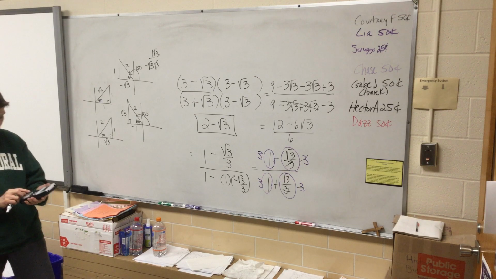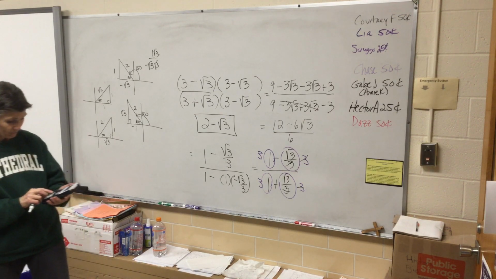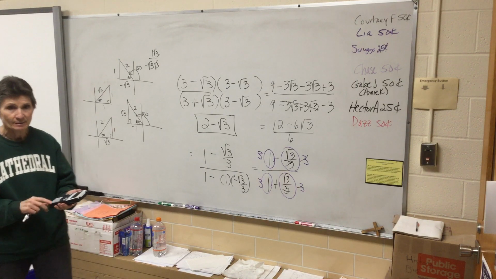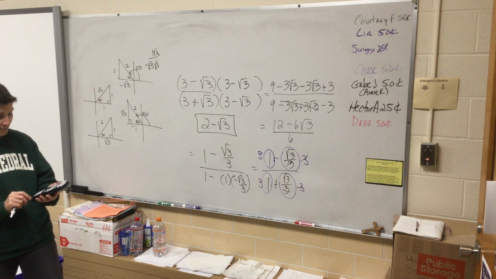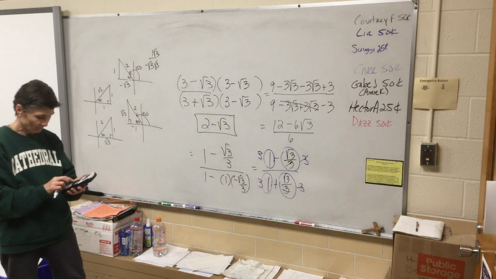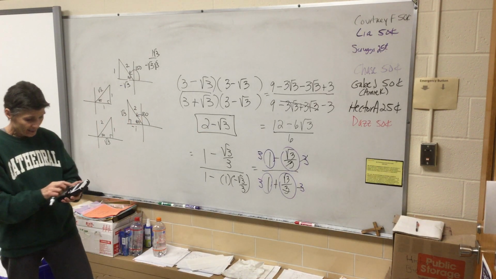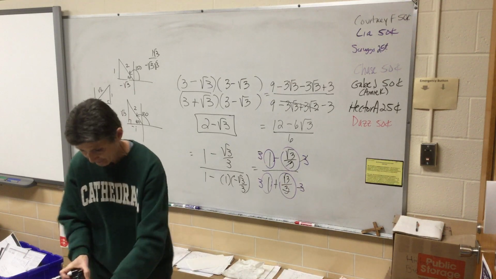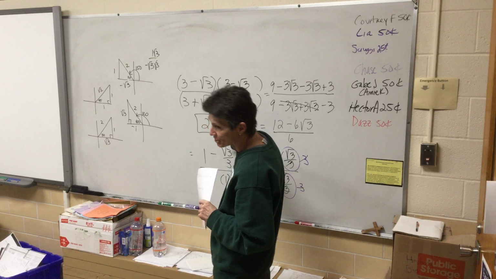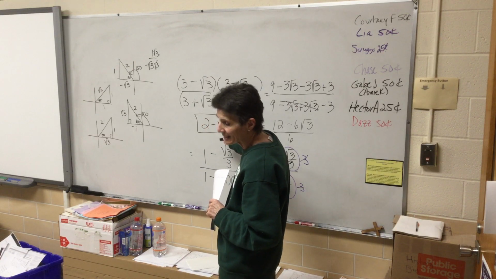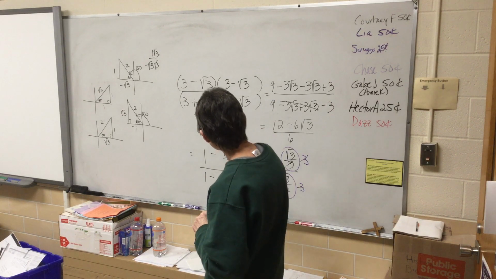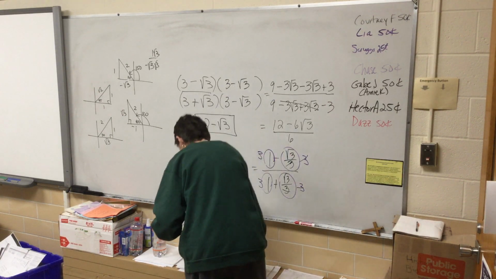Just for fun, pull your calculator out if you have it handy and type in the tangent of 195. You need to be set in degrees. Type in the tangent of 195 and then type 2 minus root 3. And guess what happens? They're the same because this is the tangent of 195. This is the exact tangent of 195. No round off error in that. That is it exactly.